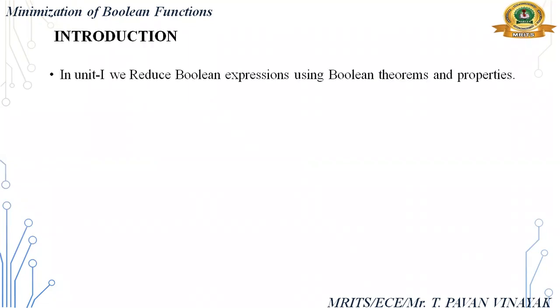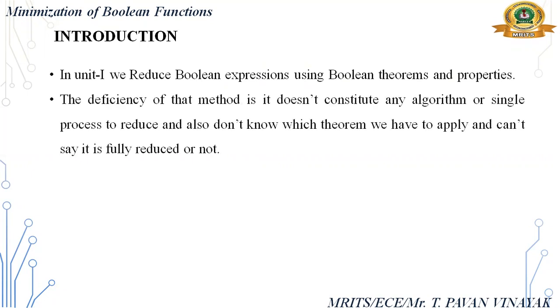So in unit 1, we reduced Boolean expressions using Boolean theorems and properties. What is the disadvantage in that? There is no particular algorithm, meaning no particular flow, for which theorem we have to use and which theorem we do not have to use. So many confusions are available. The deficiency is that there is no single process to reduce the expression. We don't know which theorem we have to apply at that time, and we can't say whether it is fully reduced or not.